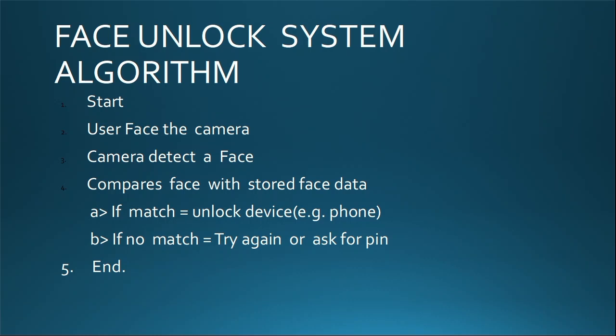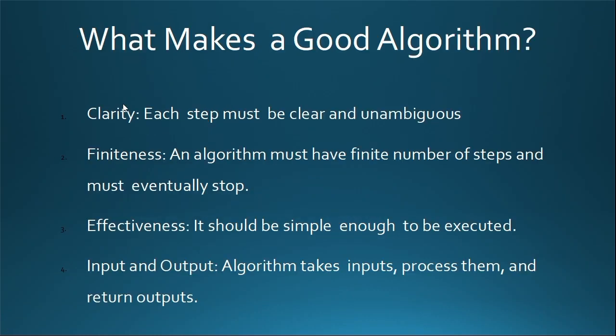The first process is to start. The second process, user faces the camera. The third process, the camera will detect a face. The fourth process, the device will compare the face with stored face data. If the face matches, unlock the device, that is, unlock the smartphone. If the face does not match, try again or ask for PIN. And the last process is to end. That is the algorithm for face unlock system. It is as simple as that.